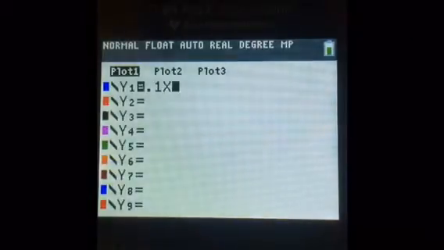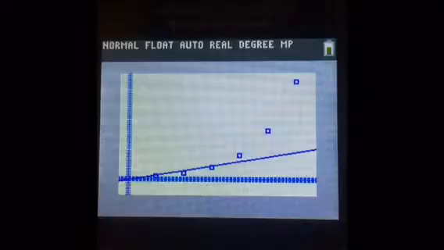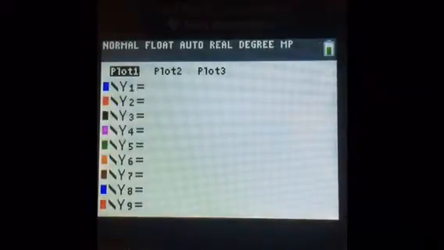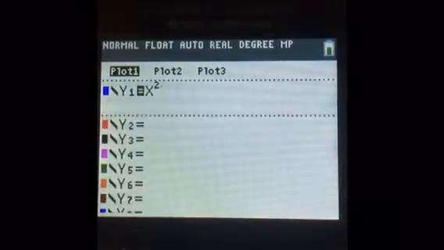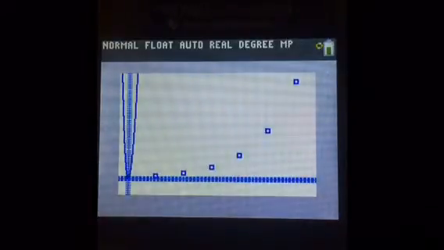0.1x graph. Now this line doesn't look like our data. It doesn't match our data, so it isn't linear. So, we will now just try to see if it is quadratic. So we'll go with x squared graph. That also does not look like our data set.